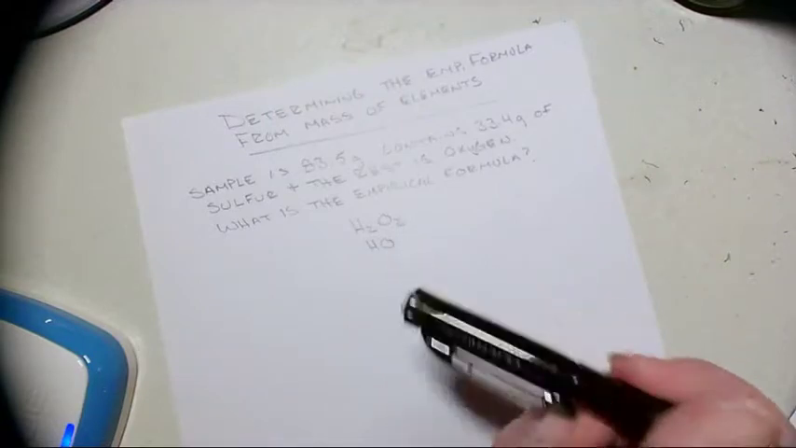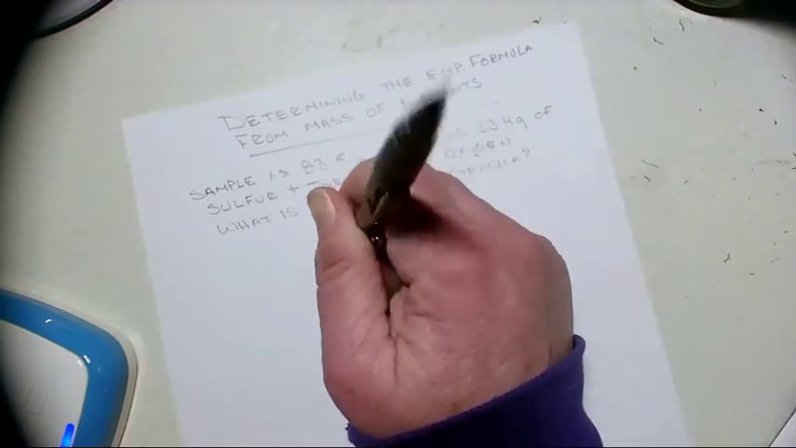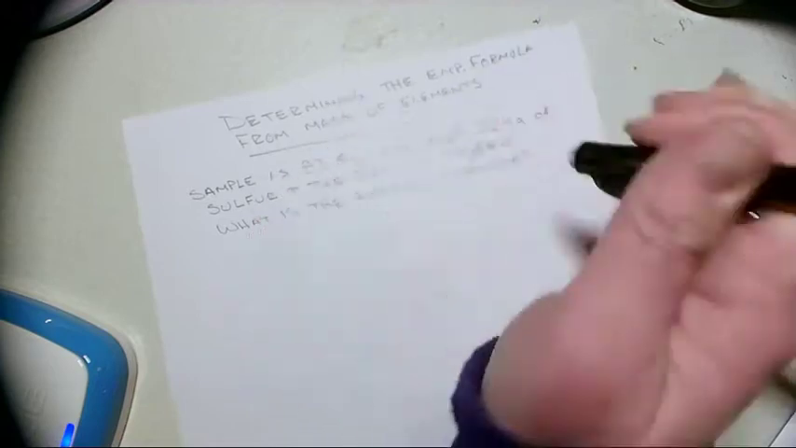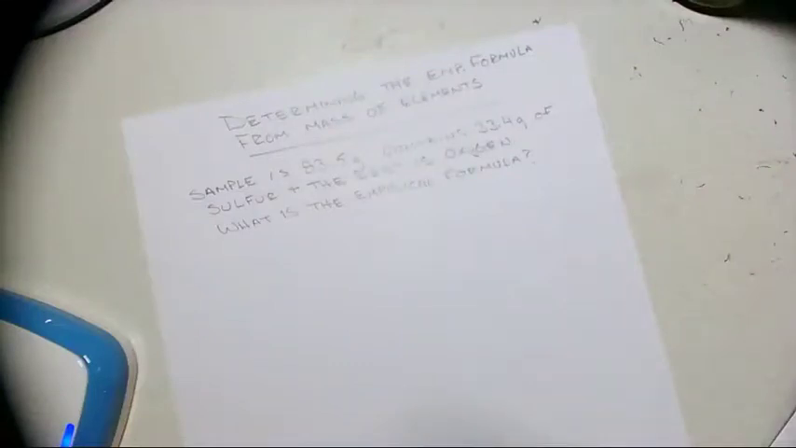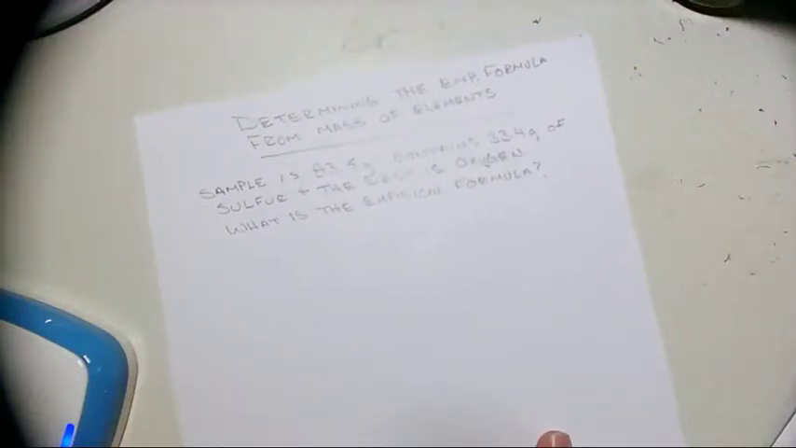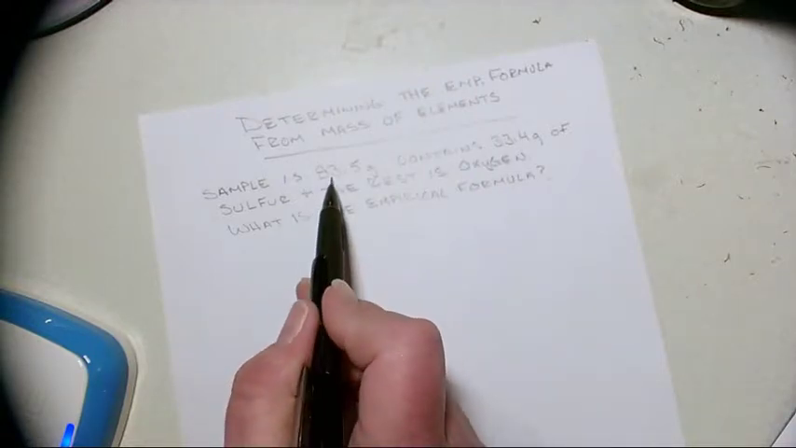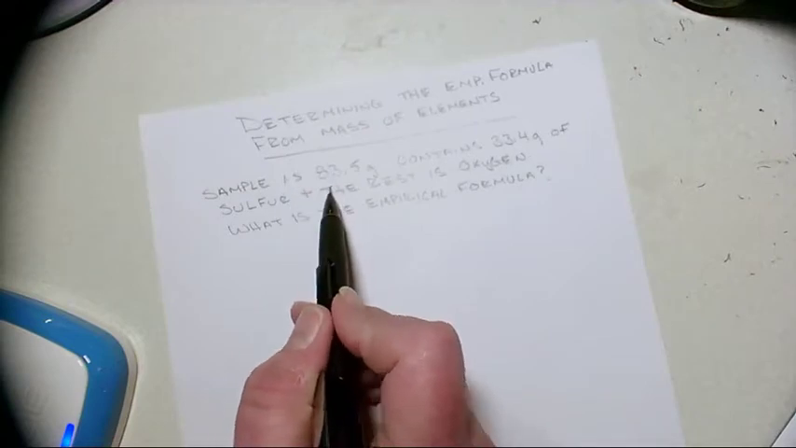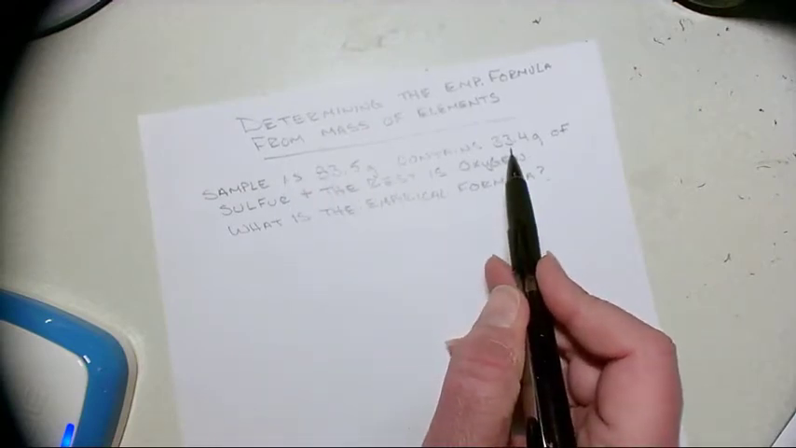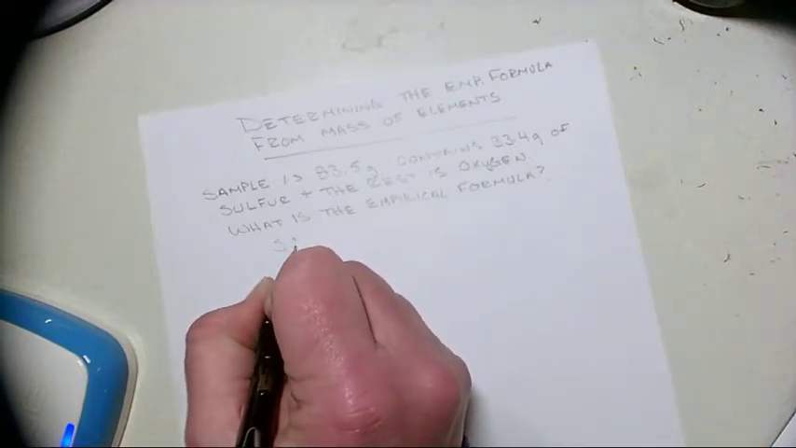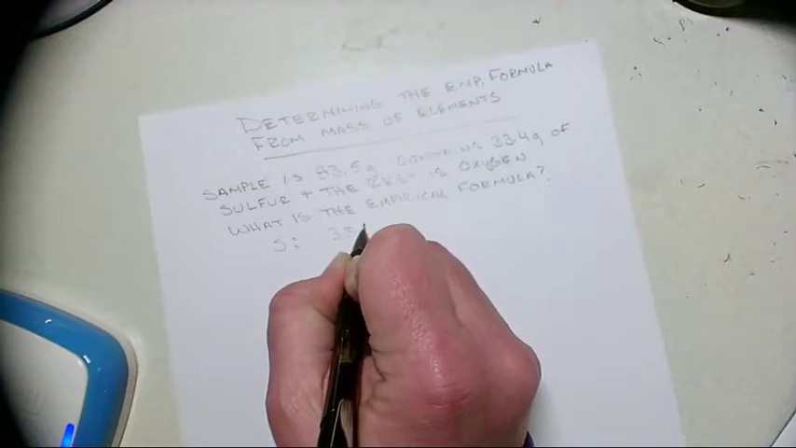But this does have value to us, and in one of your labs, you will determine, I'm sorry, I was trying to remember if it was this quarter or next quarter, an empirical formula from your evidence, or from your experimental results. So let's talk about how to do that. This question says that we have 83.5 grams for a total sample, and it contains 33.4 grams of sulfur, and the rest is oxygen. So the first thing we need is to know, sulfur has 33.4 grams.